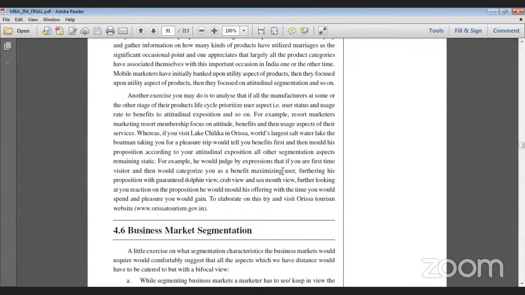Then, developing marketing programs as well as budgets. See, marketing programs as well as budgets can also be developed on the basis of a clear idea of the resources and characteristics of the specific market segment.